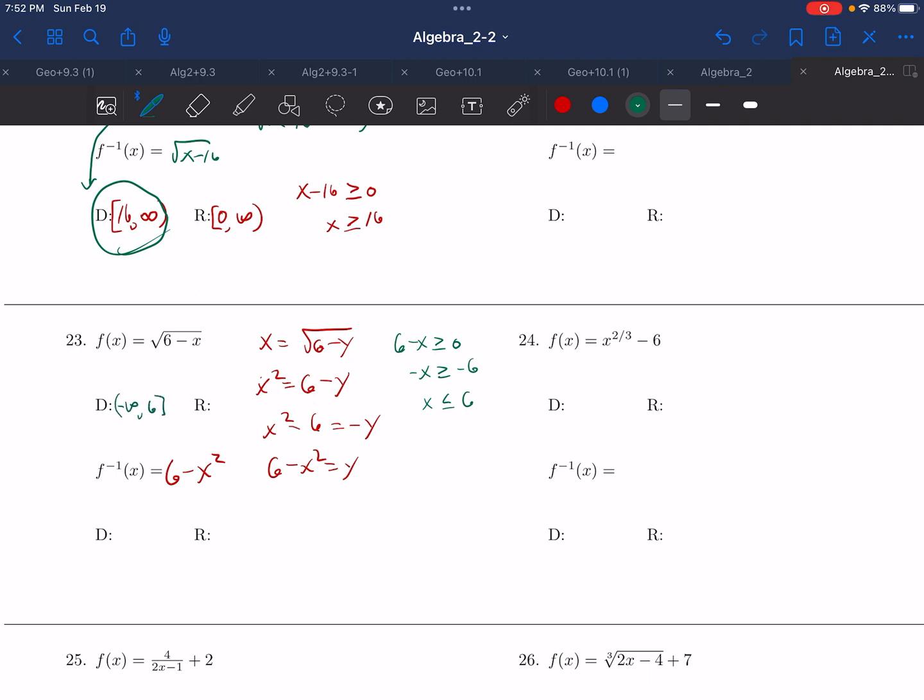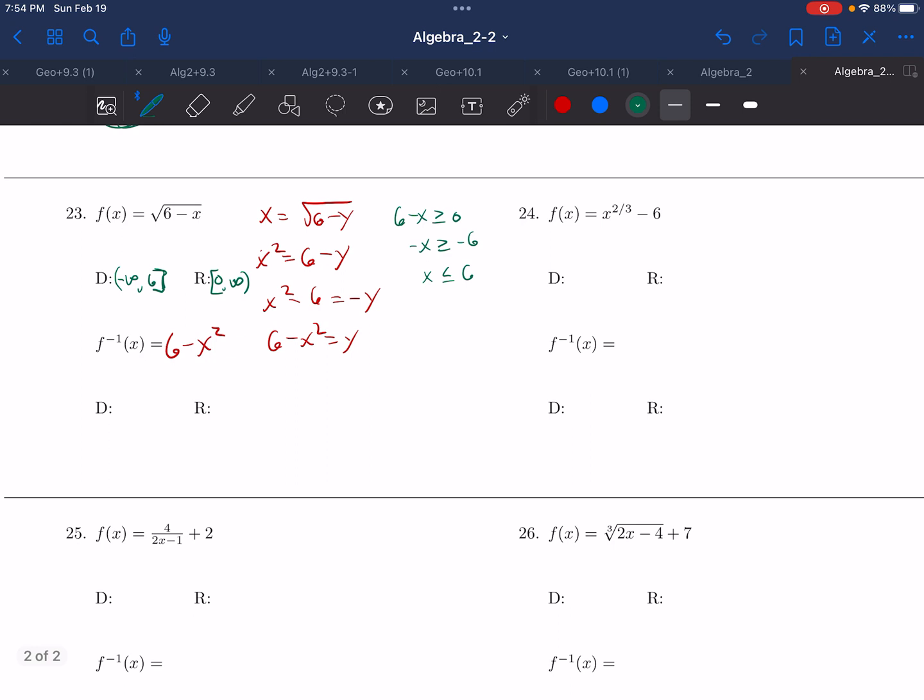When you plug that in, it kind of makes sense. I mean, if I plug in 6, I get 0. Square root of 0 is 0. That's fine. If I go less than 6, like 5, which is in my interval, 5 is okay because 6 minus 5 is 1. Square root of 1 is 1. But if I plug in 7, not inside my interval, it doesn't work. So my interval is looking pretty good. The range, well, the only thing that can come out of a square root is positive numbers, including 0.